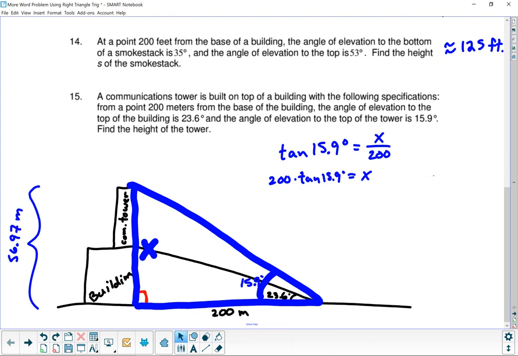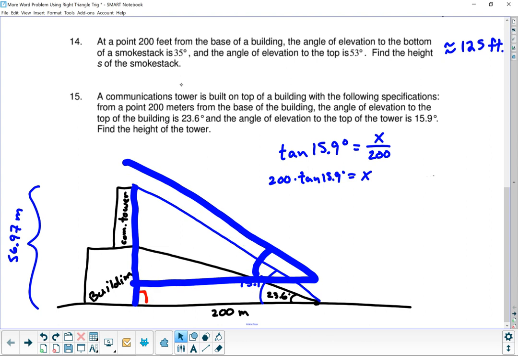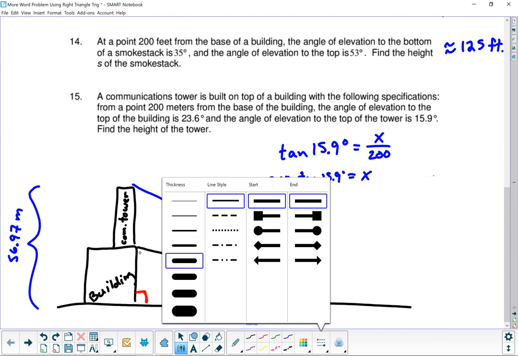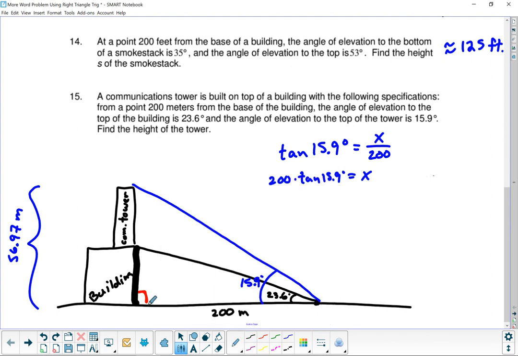I'm going to do away with that. Now we're going to look at just the height of the building, which is just this part, and we're going to utilize that 23.6.